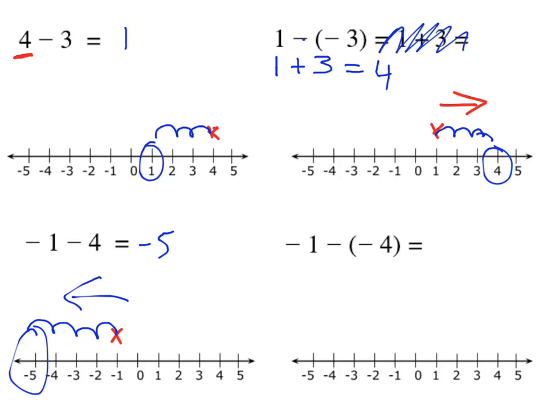And this last one here, I've got 2 negatives next to each other in the middle. That's going to make a positive. So that's the same as negative 1 plus 4. I'm going to start at negative 1, and I'm going to add on 4. 1, 2, 3, 4. That takes me to positive 3.